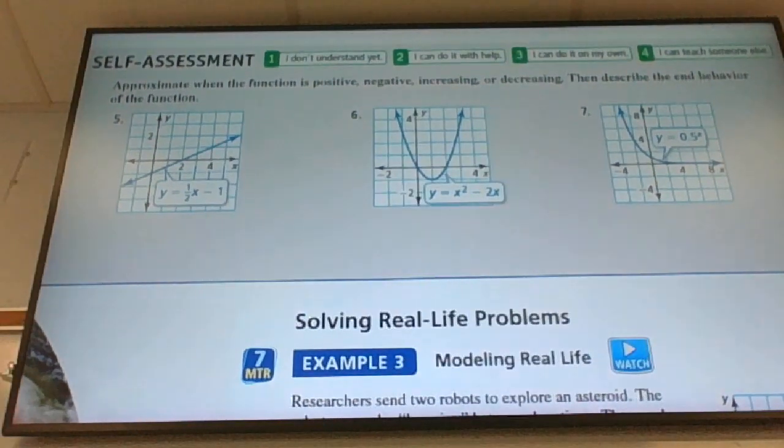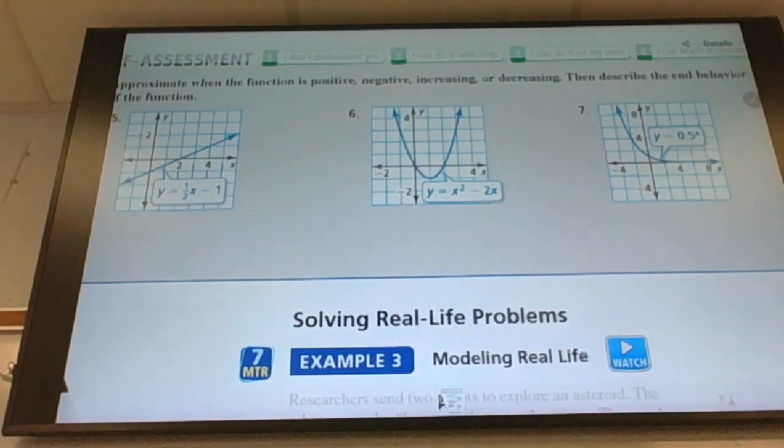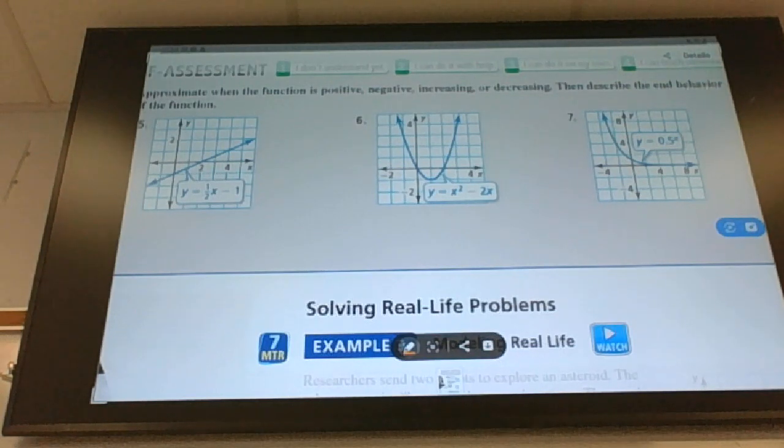Alright, here we go. This is complicated. They wrote a whole paragraph for you to do. It's a lot to do here. They make it sound so simple, but they say identify when it's positive, when it's negative, when it's increasing, when it's decreasing, and describe. That's actually 5 things they want you to do on these graphs. So let's do positive first, and then negative.